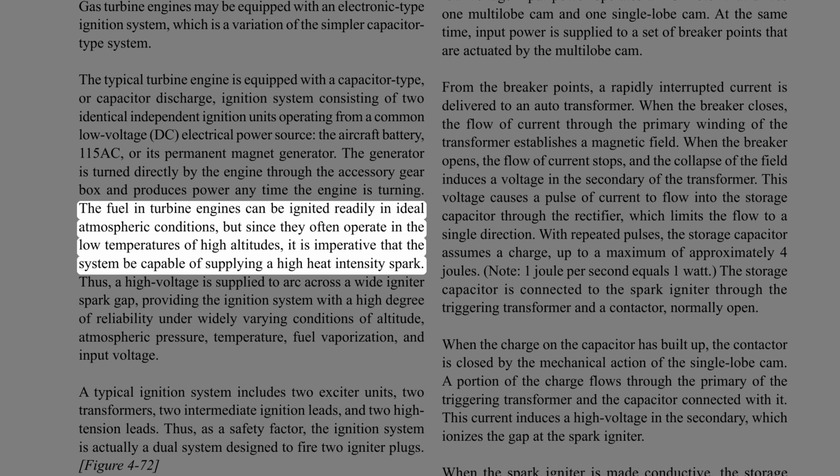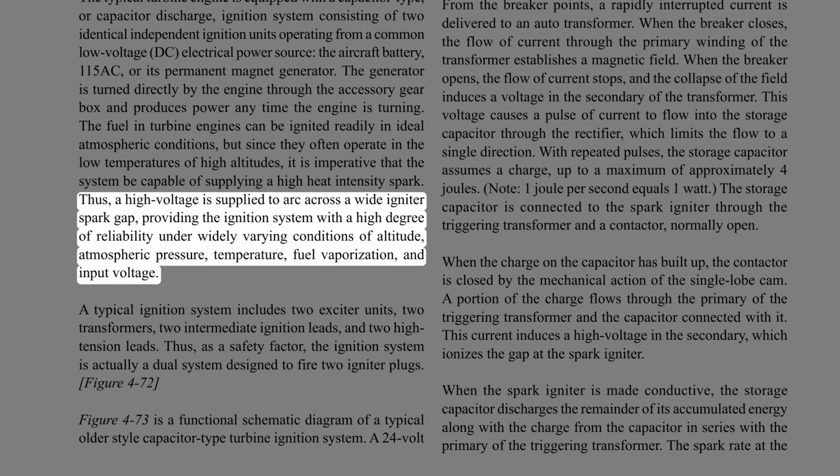The fuel in turbine engines can be ignited readily in ideal atmospheric conditions, but since they often operate in the low temperatures of high altitudes, it is imperative that the system be capable of supplying a high heat intensity spark. Thus, a high voltage is supplied to arc across a wide igniter spark gap, providing the ignition system with a high degree of reliability under widely varying conditions of altitude, atmospheric pressure, temperature, fuel vaporization, and input voltage.